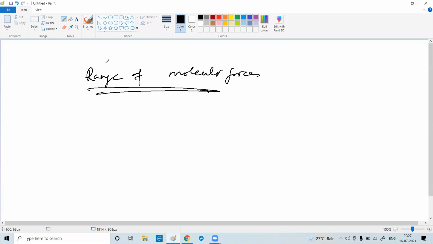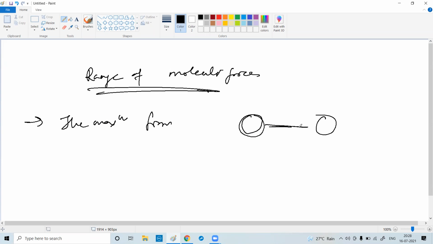So what is that? The maximum distance from a molecule up to which a molecular force acts. That means if I keep two water molecules and they don't pull each other, they are out of range. The water molecules will be pulled towards each other only when they are in range, up to a certain distance only, maybe 2 centimeters. This distance up to which they will be attracted towards each other is called range of molecular force. Is it clear?